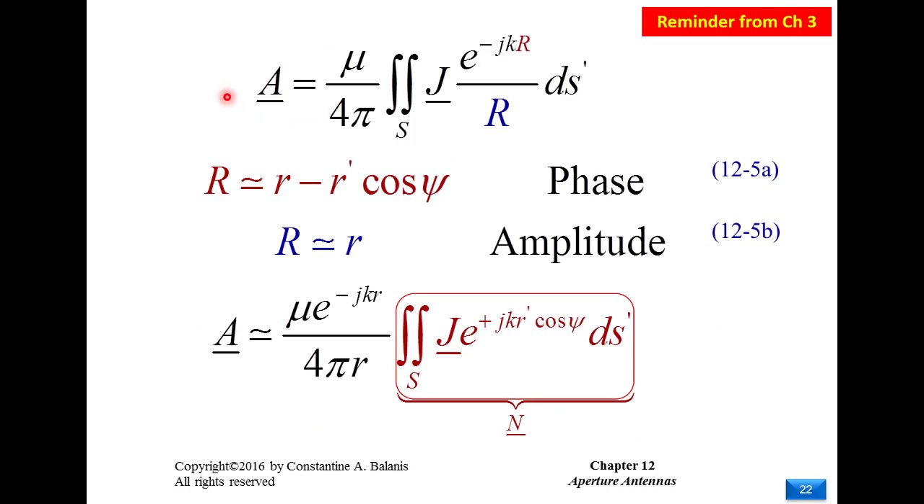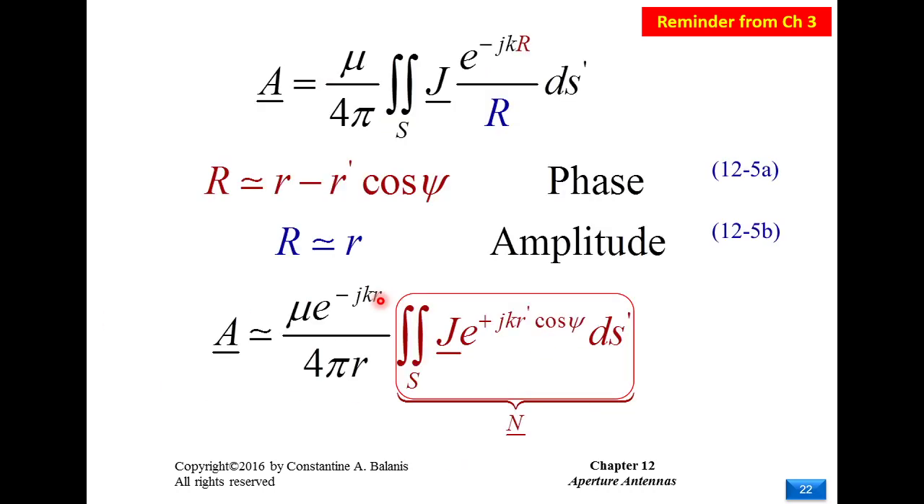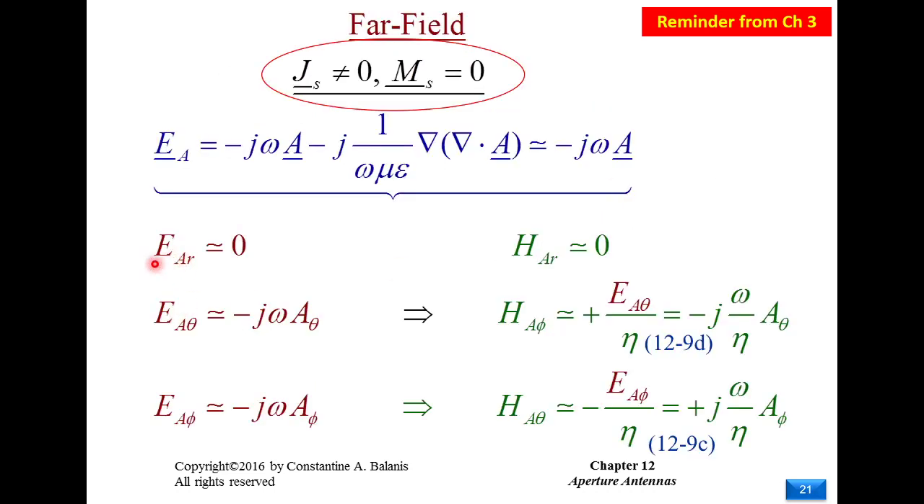If we have J, we can find A by integrating over all the source area. Once we have A, as we showed in the previous slide, we can find E and H, all the components. In our case the source is a surface current, so that's why we are integrating over a surface. The auxiliary function A can be found, and from A we can find E and H.